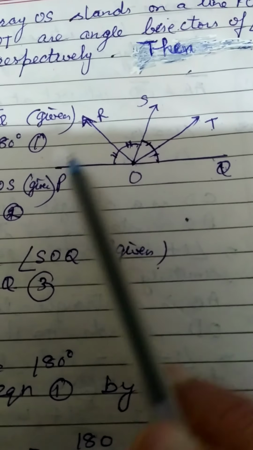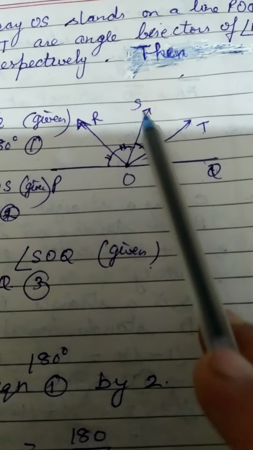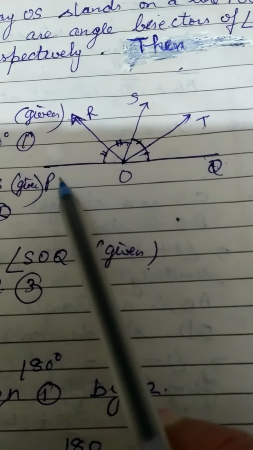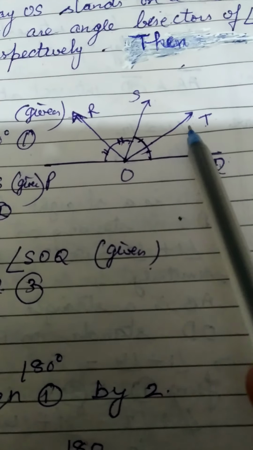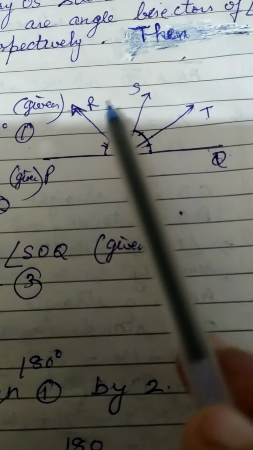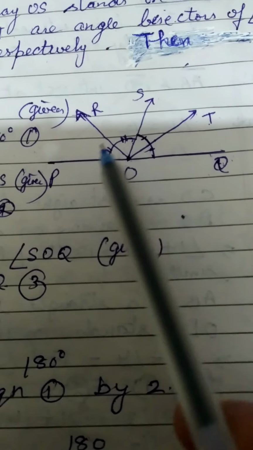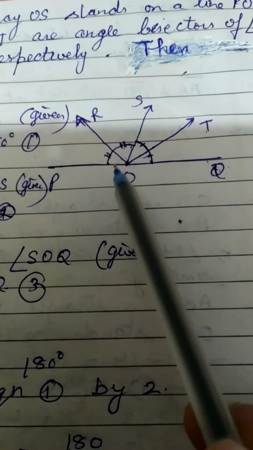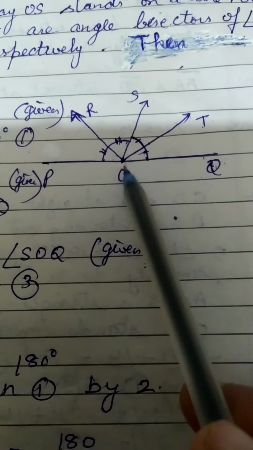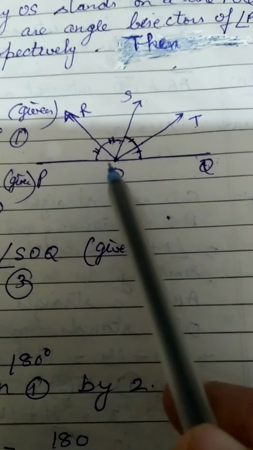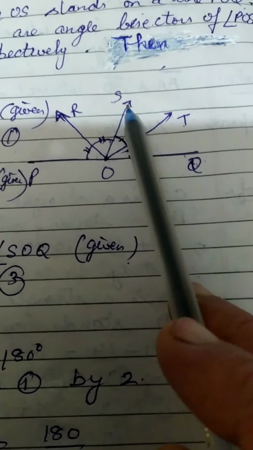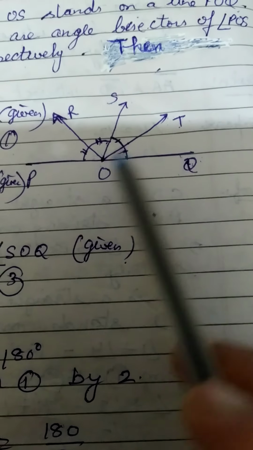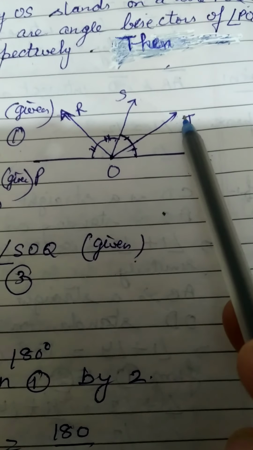Now angle ROS is half of angle POS and angle SOT is half of angle SOQ because OR is the bisector of angle POS and OT is the bisector of angle QOS. Means OR is bisecting angle POS. Bisect means dividing into two equal parts. OR is dividing angle POS into two equal parts, angle POR and angle ROS. OT is dividing angle QOS into two equal parts, angle TOS and angle QOT.